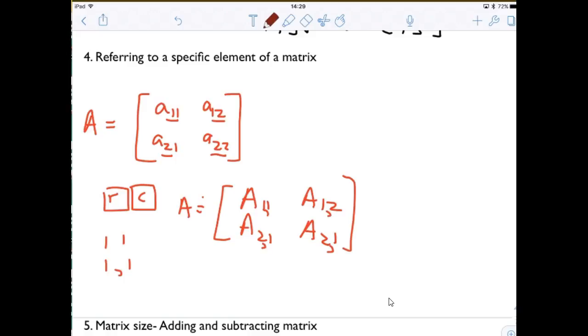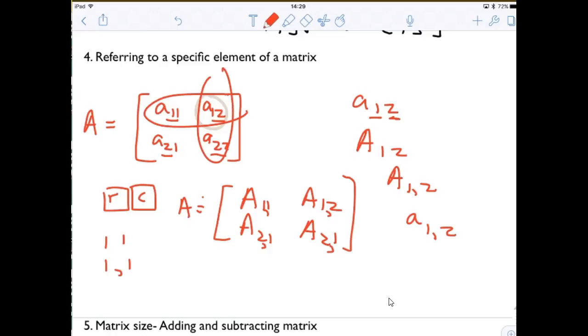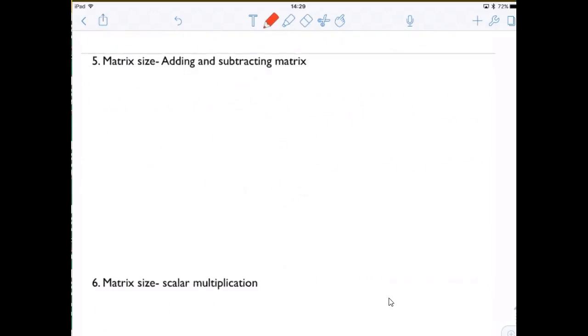Okay, so if I want to say, okay, what is the element in the first row and the second column, which would be that one, I would refer to it as A12 or capital A12 or capital A1, 2 or small a1, 2, something like that. Okay, so basically that says the element in the first row and the second column. First row, second column. Okay.